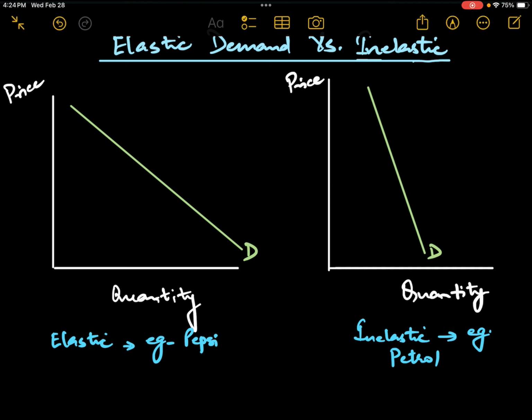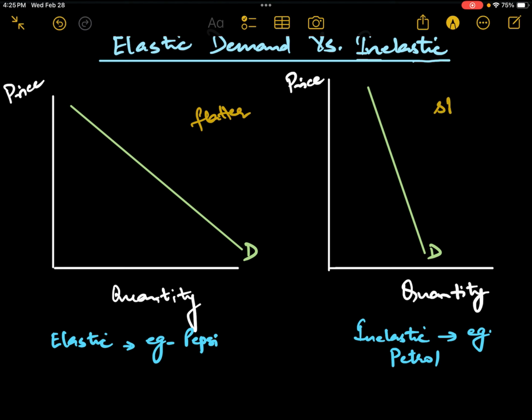So now if I want to show this in the form of a graph, the best way to do it is that when you are drawing graphs for these types of concepts, you need to keep certain things in mind. Please note that I have labeled the axes, price and quantity. And now if you observe the two graphs, the demand curve on the left hand side is flatter.